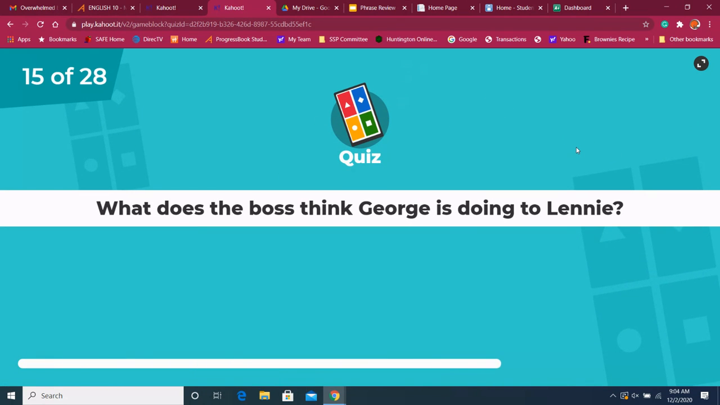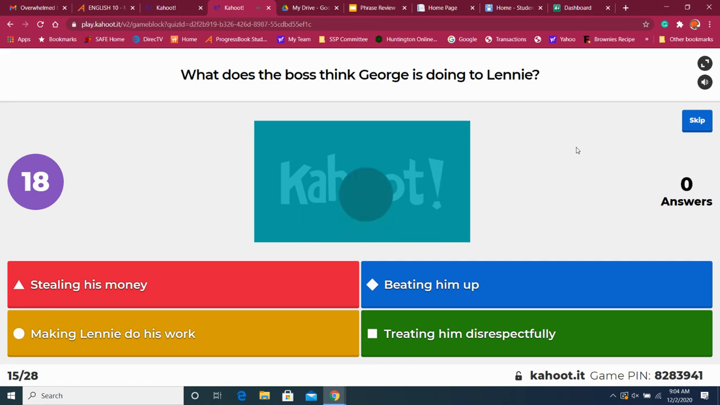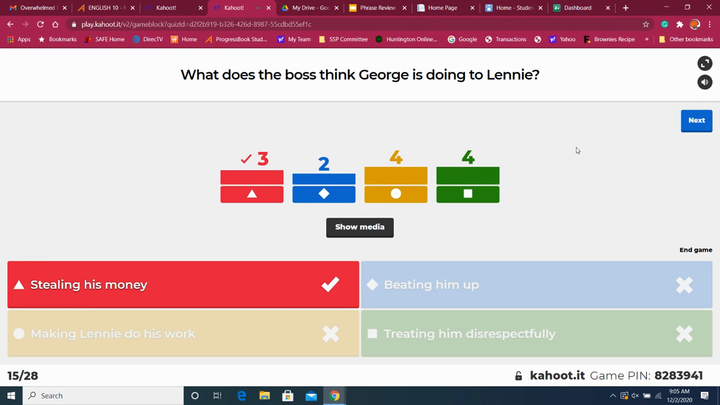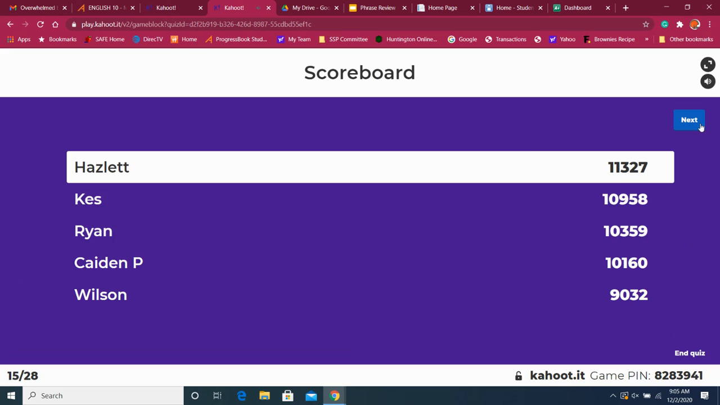What does the boss think George is doing to Lenny? Stealing his money, making Lenny do his work, beating him up, treating him disrespectfully. Stealing his money. He's like, what are you stealing his pay? Remember, he says that to him. So that was a tough one. Let's see. This could have had some movement. Oh, wow. Some good. All right. Here we go.